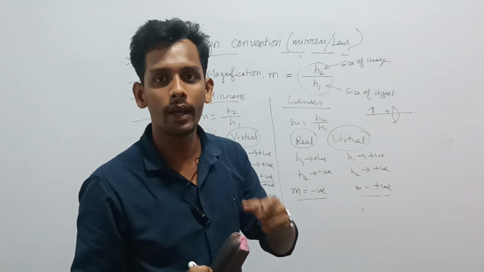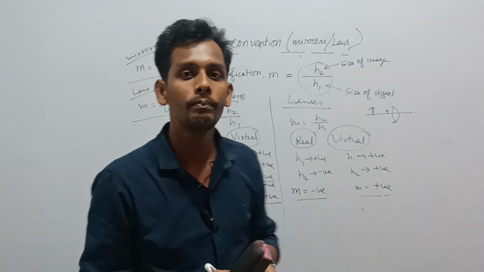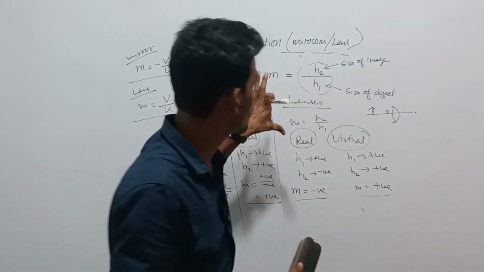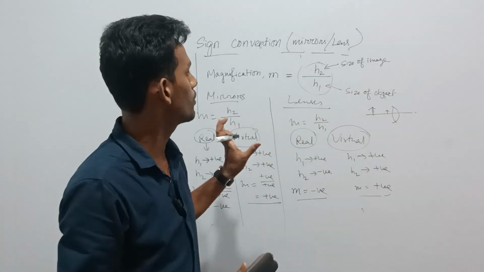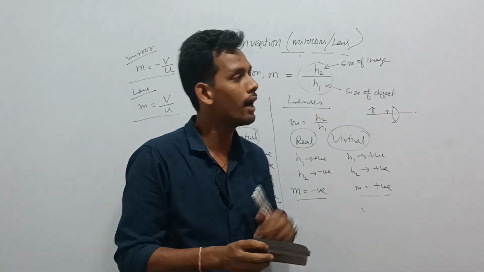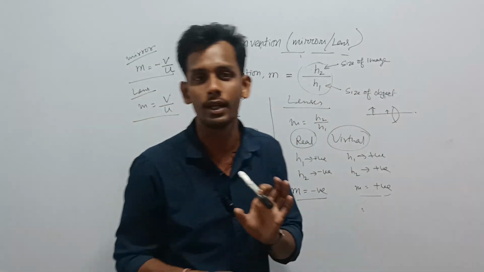In the next video, again, I will start this topic, and after this topic, I will start the numericals. That means, along with this sign convention, how the distances of image and object can be measured. And also the refraction of rays for the different positions of objects.